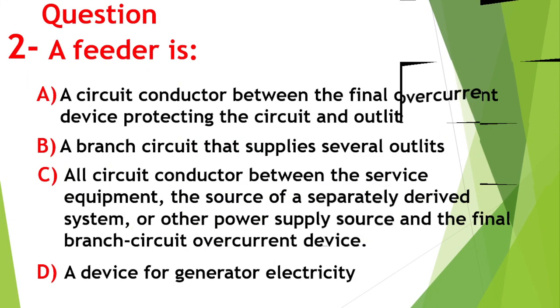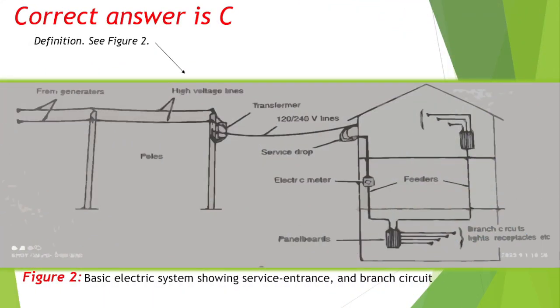Next, question number 2. A feeder is A. A circuit conductor between the final overcurrent device protecting the circuit and outlet. B. A branch circuit that supplies several outlets. C. All circuit conductors between the service equipment, the source of a separately derived system or other power supply source, and the final branch circuit overcurrent device. D. A device for generating electricity. Correct answer is C. See the figure.